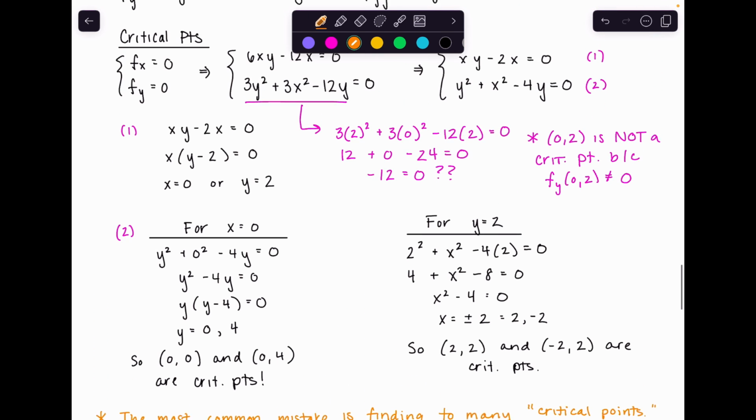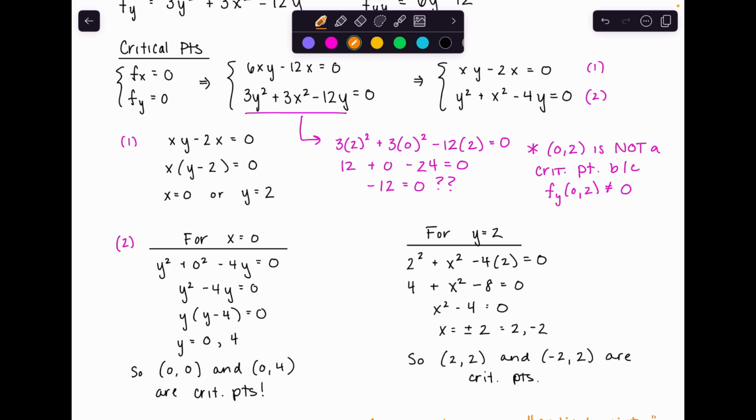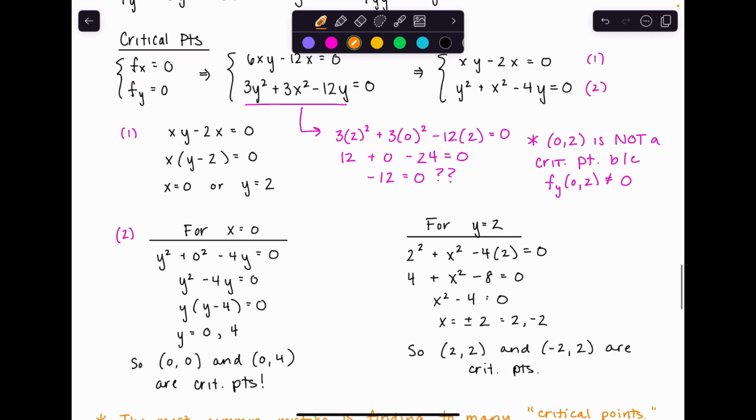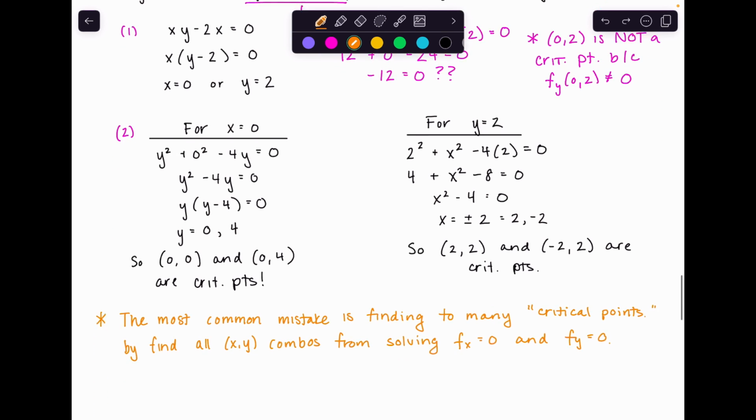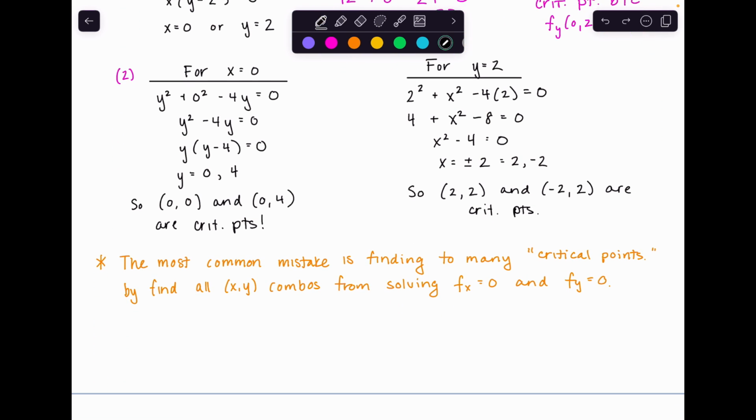And again, you can use this as an example, or you can test each of these into the partials to make sure you get 0 for both of them. Because it might be natural to say, well, I got y equals 0, and over here I got x equals 2, so (0, 2) is a critical number. But again, it won't make both of these equal 0 at the same time. So you got to take it case by case. Okay? But now that we have all of the critical values, we can go ahead and apply our second derivative test.